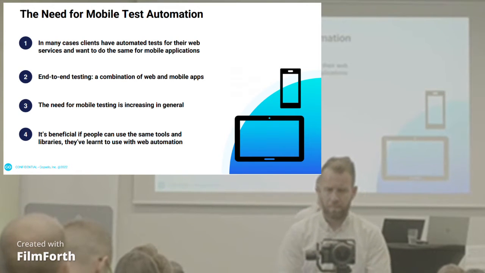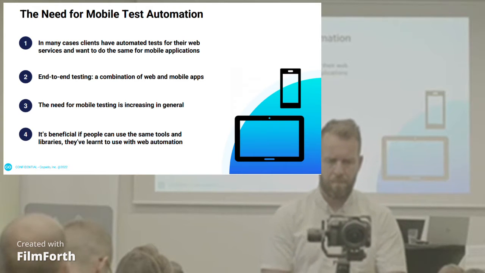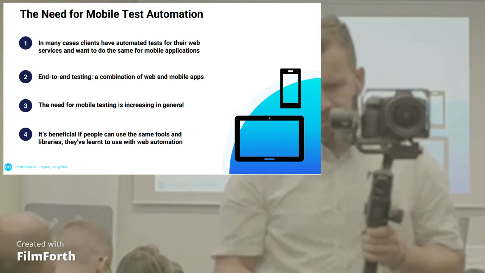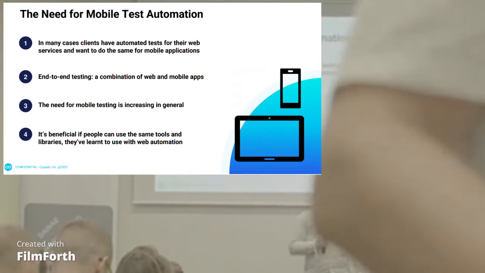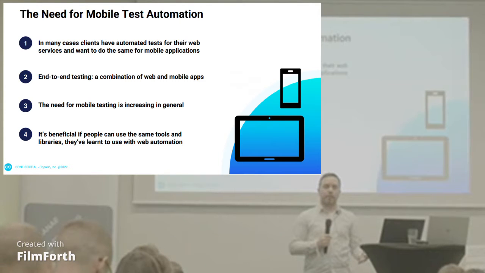The first thing is probably that they have some web services that they have automated already, and then they want to do the same for their mobile application. So for example, they have a service which is running in web, and they have a similar application for mobile, and they want to extend that to the mobile side also.